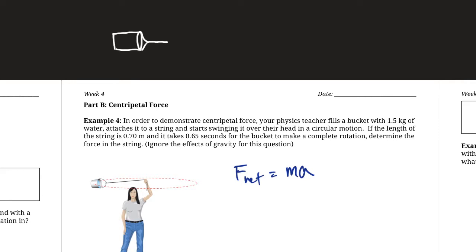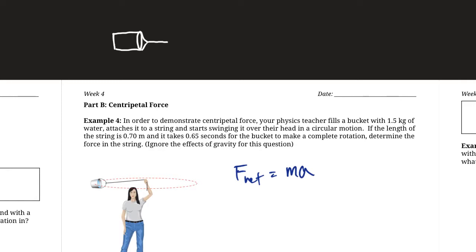Well, there's gravity for sure, and that would be pulling it down. But let's just ignore gravity for now. Let's look at the other forces that are applied to it. We'll get into why we can ignore gravity, and how gravity comes into play, later. But for now, let's just ignore it. So what other forces are acting on this?